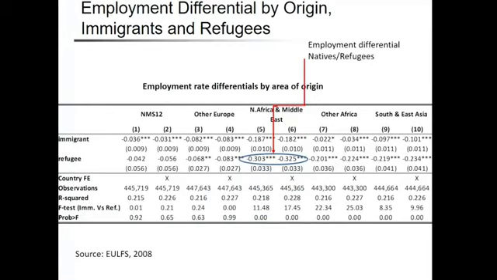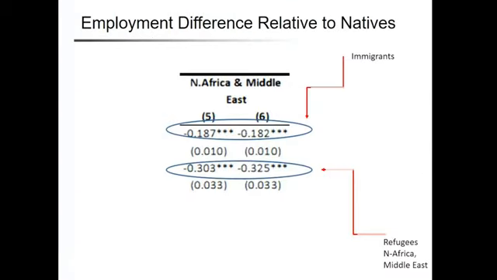Refugee immigrants from Northern Africa and the Middle East, given in the second row, have an employment disadvantage of about 32%. That compares to economic immigrants from the same area who have an employment disadvantage of about 18%. Now, that is quite dramatic, and I would think very concerning, because these are precisely the refugees we are challenged to integrate into our economies at the moment.